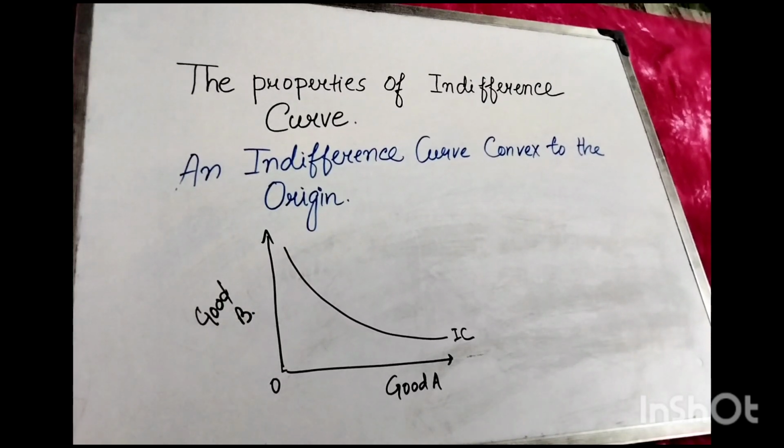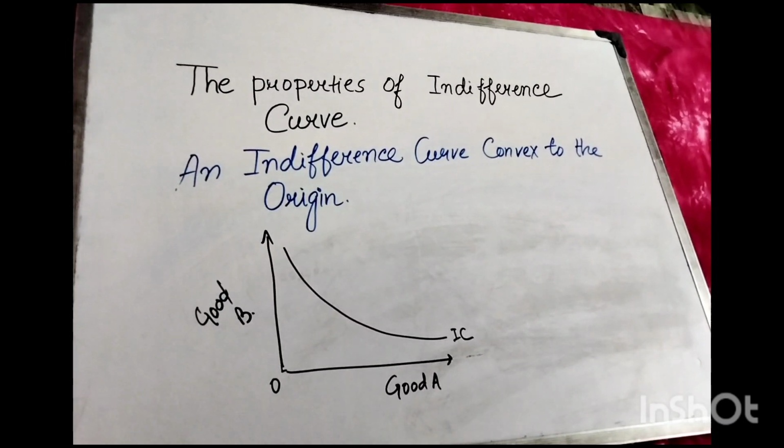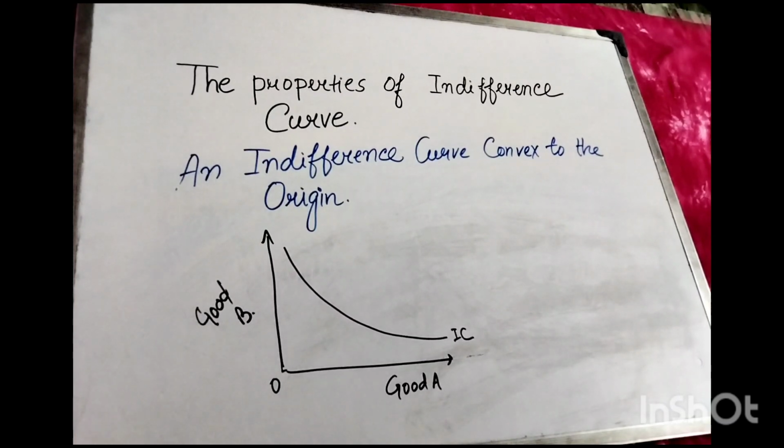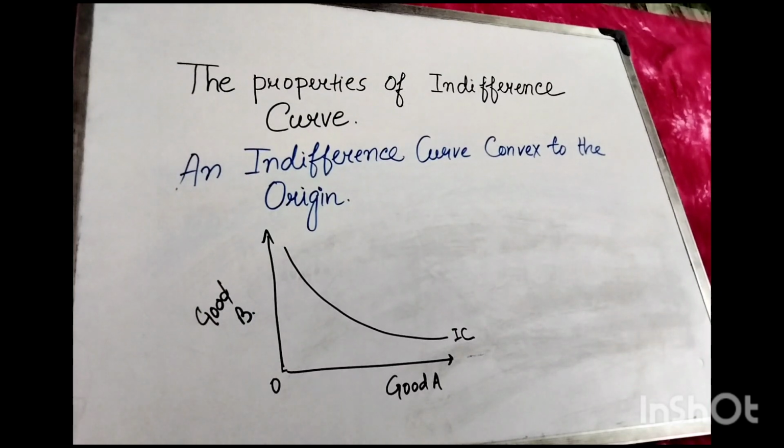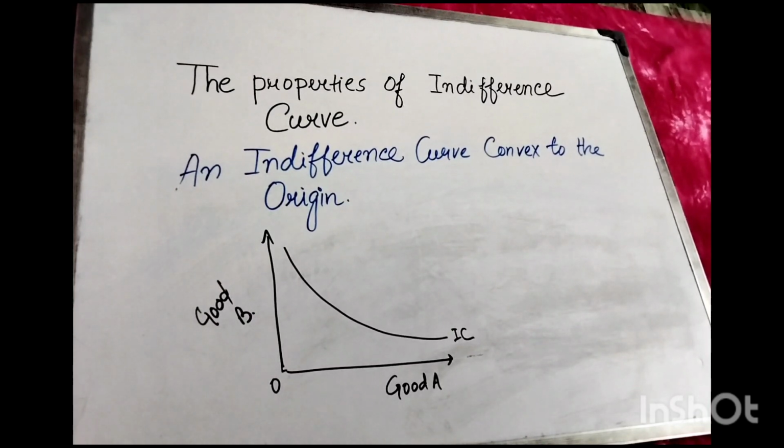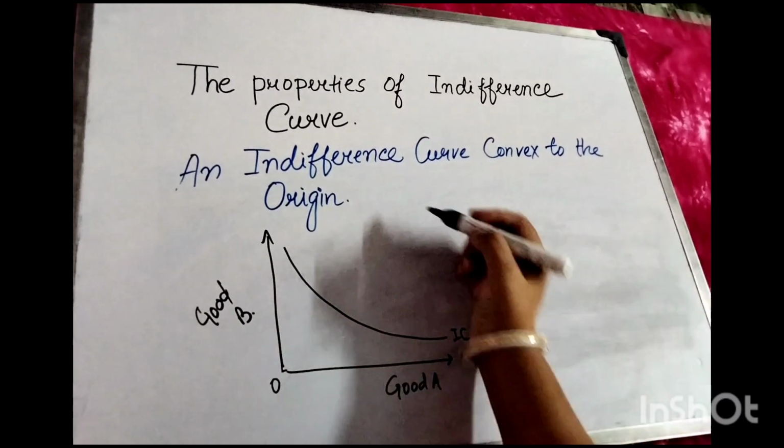The next property is that an indifference curve is convex to the origin. Now this follows from the assumption of diminishing marginal rate of substitution. This convexity to the origin is from the assumption of diminishing marginal rate of substitution.